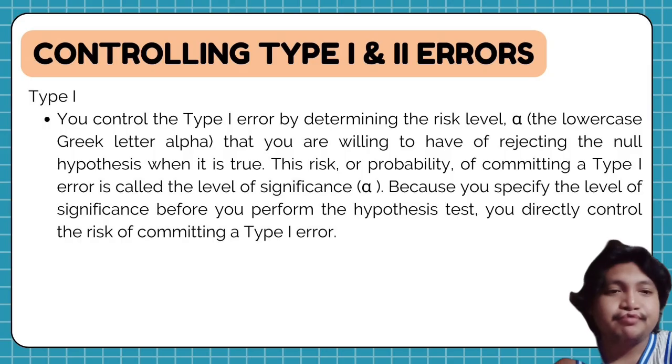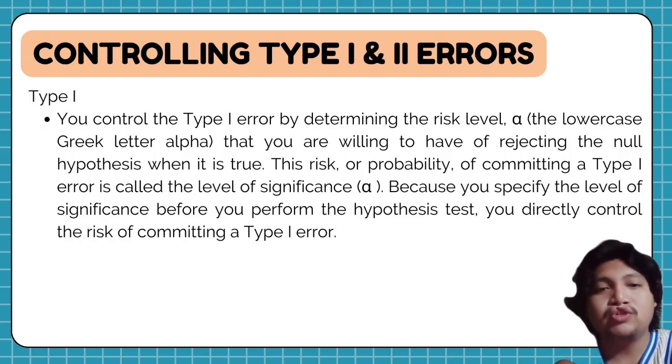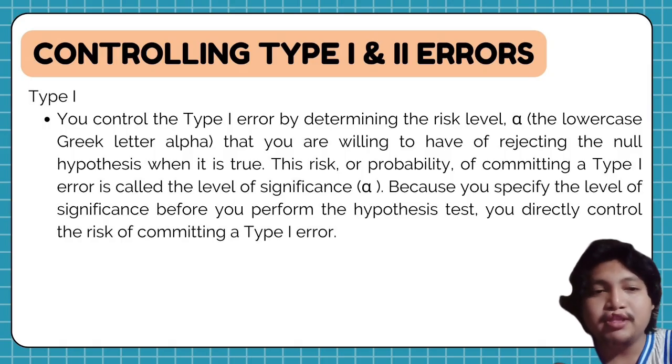So in summary, alpha is the risk of acting when you shouldn't. That's why it is called a false alarm. While beta is the risk of not acting when you should. So it is misdetection.